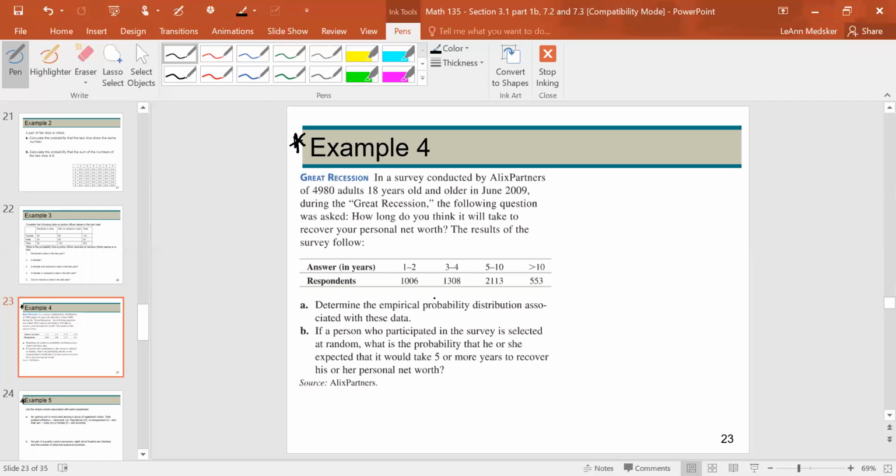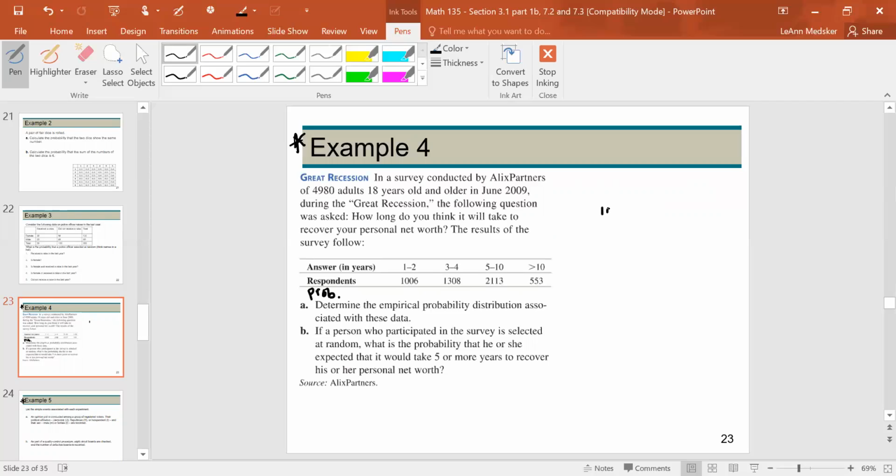This is the results of the survey. So in years, these are their answers. So they thought 1 to 2 years to recover, 3 to 4, 5 to 10, or greater than 10. And this is the number of respondents that answered for each. The first part says determine the empirical probability distribution associated with this data. So we want to add another line here for the probability. So we want the probability of each event.